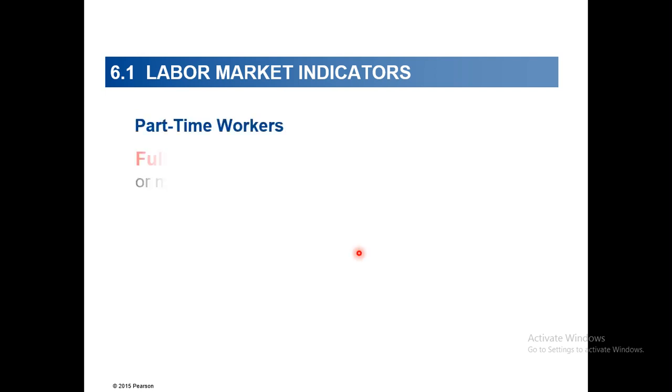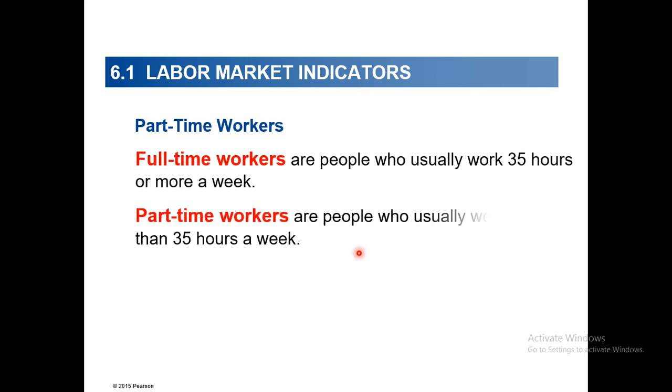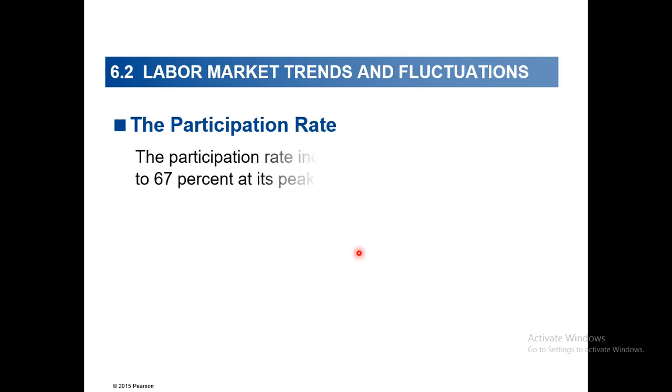Part-time workers. Full-time workers are people who work 35 hours or more a week. Part-time workers are people who usually work less than 35 hours a week. Part-time for economic reasons are people who work 1 to 30 hours per week but are looking for full-time work. The participation rate increased from 59% in 1960 to 67% in 1999.